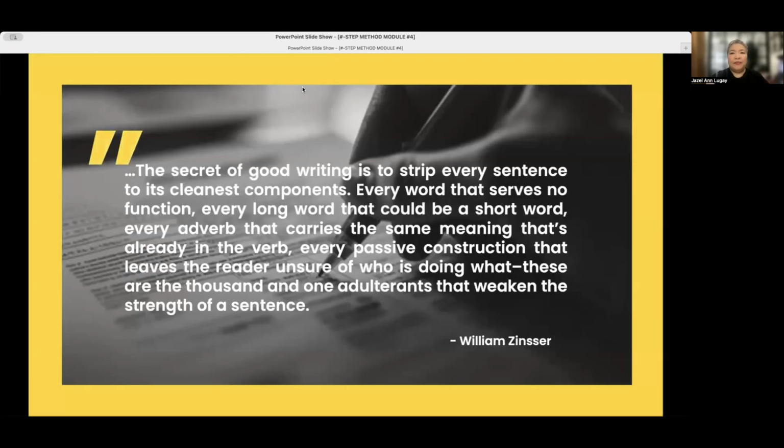William Zinsser, a writer, editor, and literary critic, notes, "The secret of good writing is to strip every sentence to its cleanest components. Every word that serves no function, every long word that could be a short word, every adverb that carries the same meaning that's already in the verb, every passive construction that leaves the reader unsure of who is doing what. These are the 1,001 adulterants that weaken the strength of a sentence."